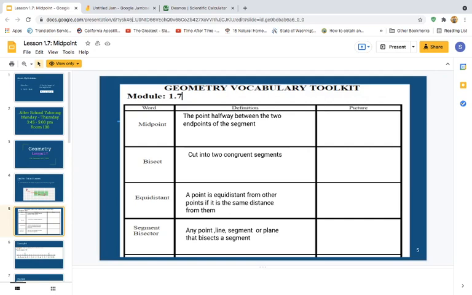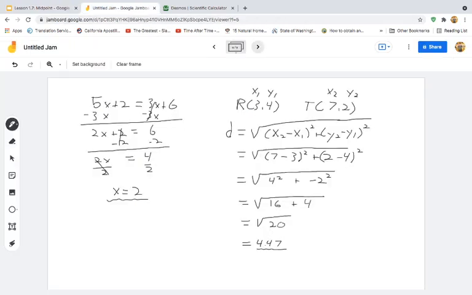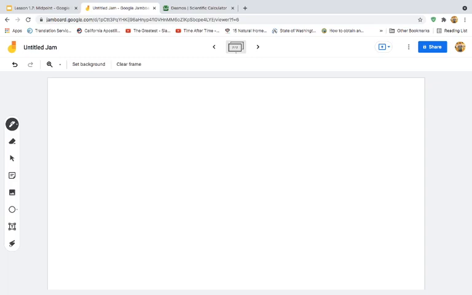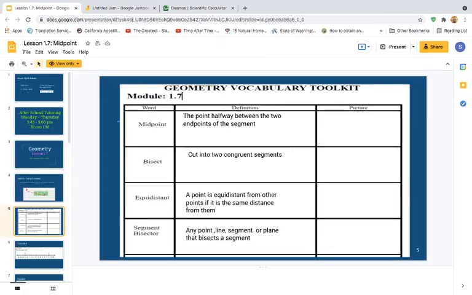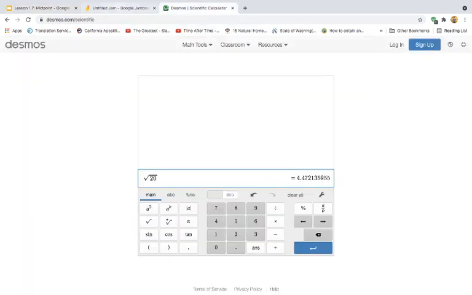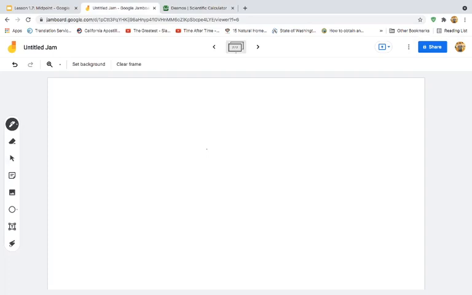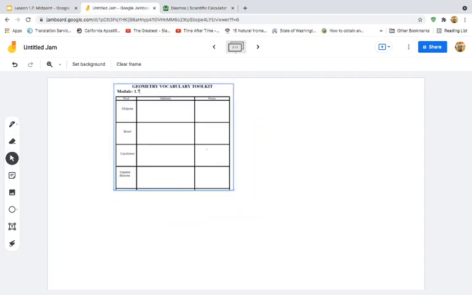We will start with the main word of the day, which is midpoint. Very simply defined as the point halfway between two endpoints of a segment. So when we go over here, we can just draw a little picture. Actually, let's go ahead and copy and paste this, so it's a little more visual for everyone.